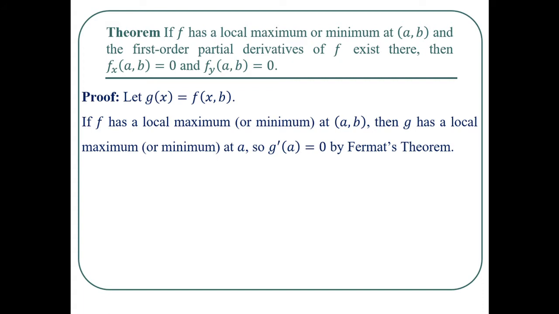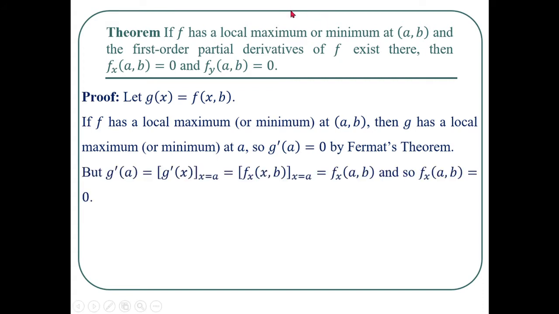But what is g dash? g dash is nothing but the total derivative of g of x with respect to x. It is the derivative of g of x with respect to x at the point x is equal to a. So to get g dash x, we have to differentiate the left side with respect to x and similarly the right side with respect to x. But at the right we have a function f which is already a function of two variables x and y. So to get its derivative with respect to x, we have to differentiate it partially with respect to x, and therefore we get g dash x is equal to the partial derivative of f of x,b with respect to x.